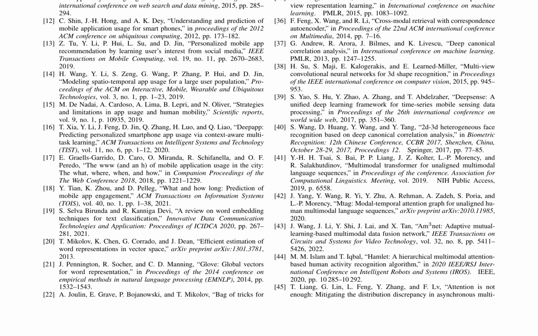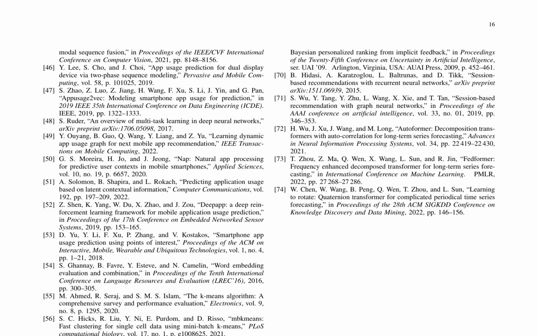The authors have also cited papers on word embedding, attention mechanisms, and transformers, highlighting their relevance to the research. Some notable references include works on mobile app recommendation systems, such as Deep Sense and NAP, which utilize deep learning and natural language processing techniques to predict user behavior. Other references focus on multimodal learning, including papers on multimodal transformers and attention-based models for multimodal sequence fusion. The authors have also cited papers on various clustering algorithms, such as K-means and K-modes, which are essential for identifying patterns in mobile app usage data.